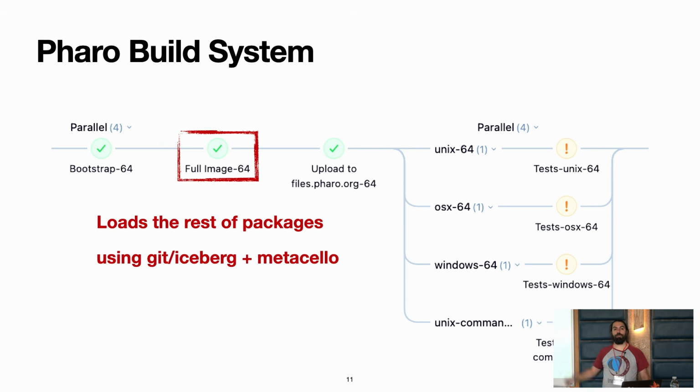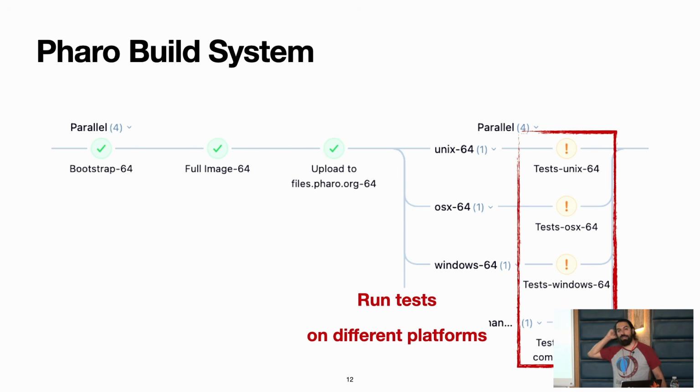The next step of the job was, now we have that, we are going to load the rest. So we put Metacello in there, and then using Metacello, we load the big baseline that loads everything. Everything that you know, Morphic, the tools, Iceberg, everything is loaded in that step. Okay, so that works. And then we upload the result files to our file server. And finally, we are running the tests on each of the platforms. So we are running Linux, Mac, Windows. Right now, we are running them on 64 bits only.